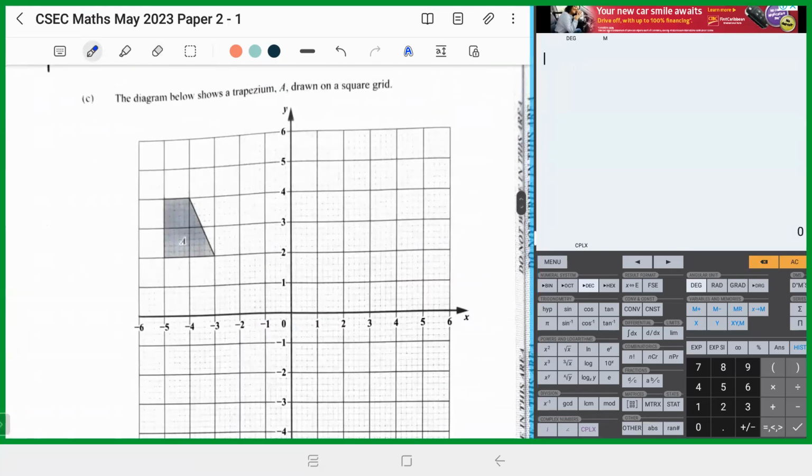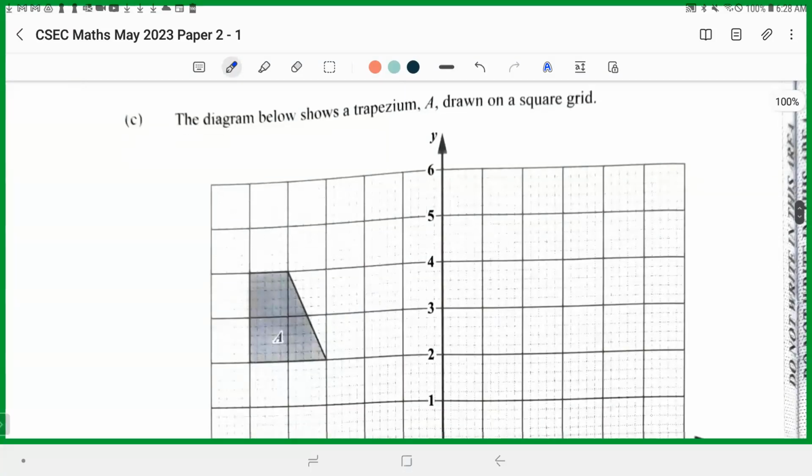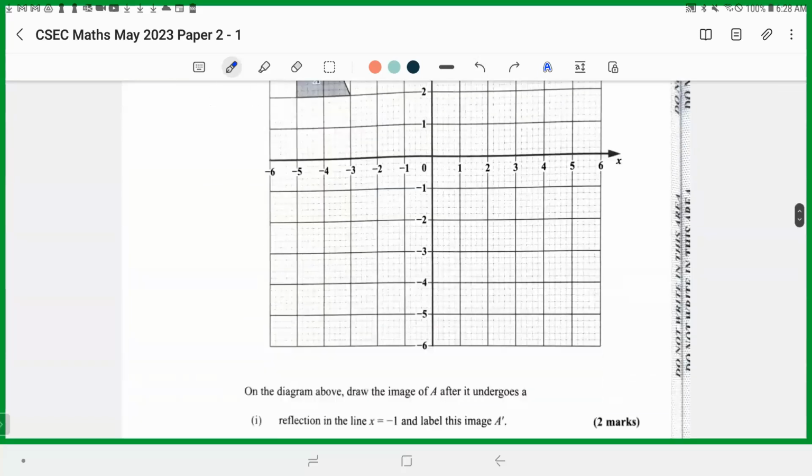Then we'll come to this diagram now. We will need a calculator for this one. This is a transformation now. The diagram below shows a trapezium A drawn on a square grid. So this is our trapezium A, and we're being asked to do some transformation on it.